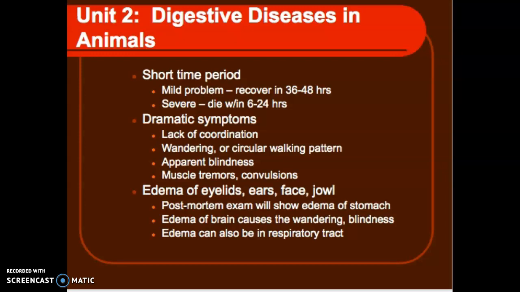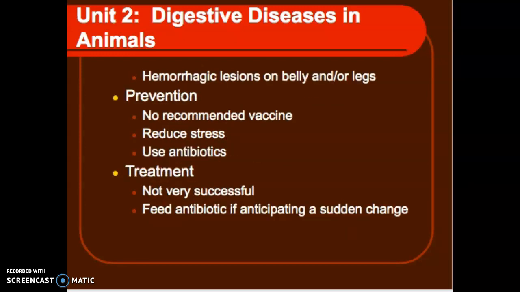Dramatic symptoms are listed there: apparent blindness, they'll bang into things, tremors and convulsions. You'll see a lot of different things. But you'll see edema and swelling in the head area, the eyelids. And if you did a post-mortem exam on them, you'd actually see edema or swelling, collection of fluid in the stomach area. And so then finally, if we look at prevention here, there's no vaccine.